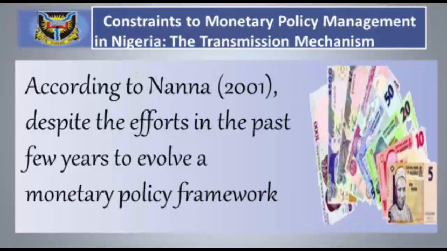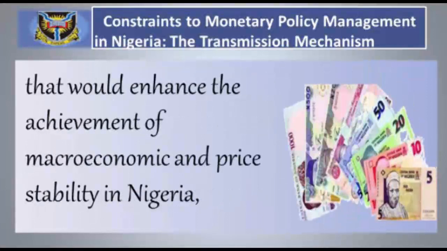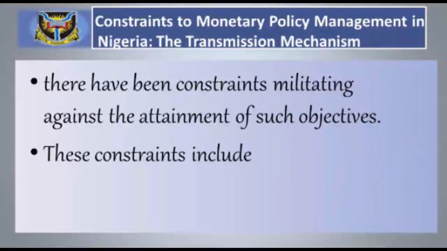Constraints to monetary policy management in Nigeria, the transmission mechanism. According to NANA 2001, despite the efforts in the past years to evolve a monetary policy framework that would enhance the achievement of macroeconomic and price stability in Nigeria, there have been constraints militating against the attainment of such objectives.